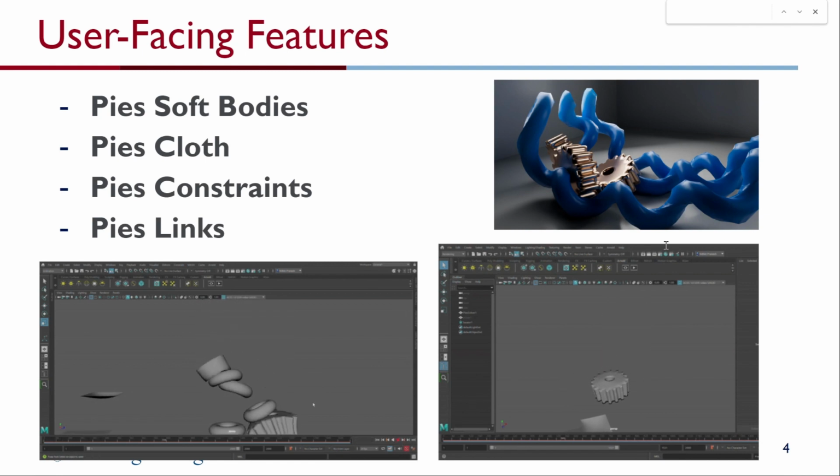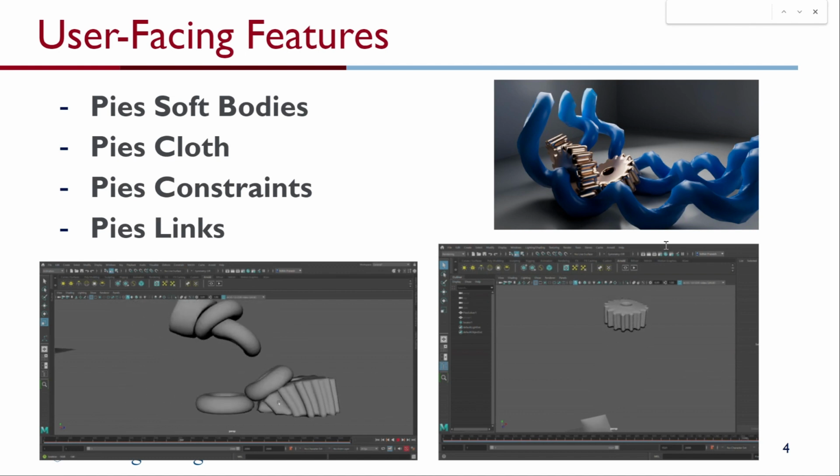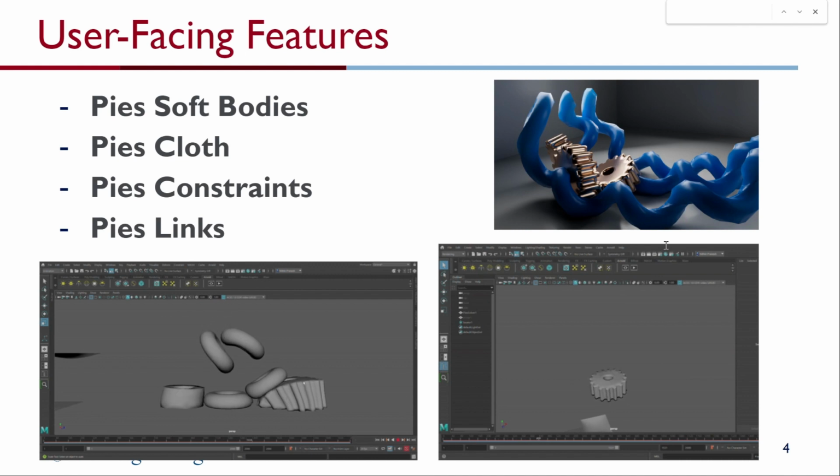In addition, users can create PIES constraints and PIES links. PIES constraints can be used to pin regions of physics meshes in space and constrain their motion over time. This can be seen in the bottom right GIF. PIES links can be used to tether two separate physics objects as seen in the rod and string example previously.